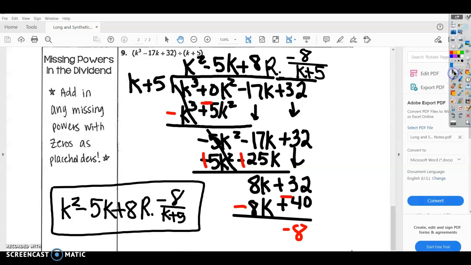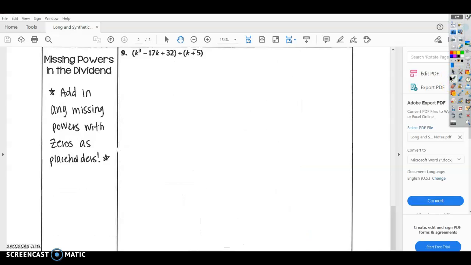Alright, let's look at this using synthetic division. This is the same problem, but this time we're going to use synthetic division. So again, we're going to change this to a negative 5. And then we're going to bring down our coefficients. So the k to the third coefficient is 1. K squared, just like in long division, there's no k squared, so you're going to put a 0 placeholder. Negative 17 is our linear term, or our k term. And then 32 is our constant term.